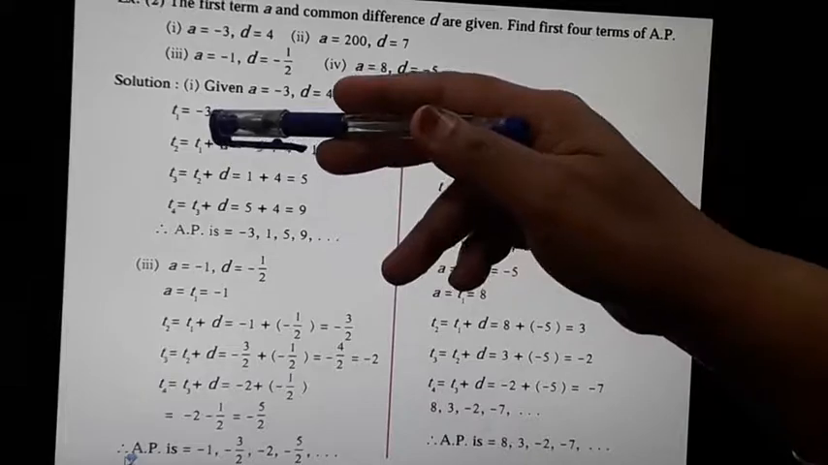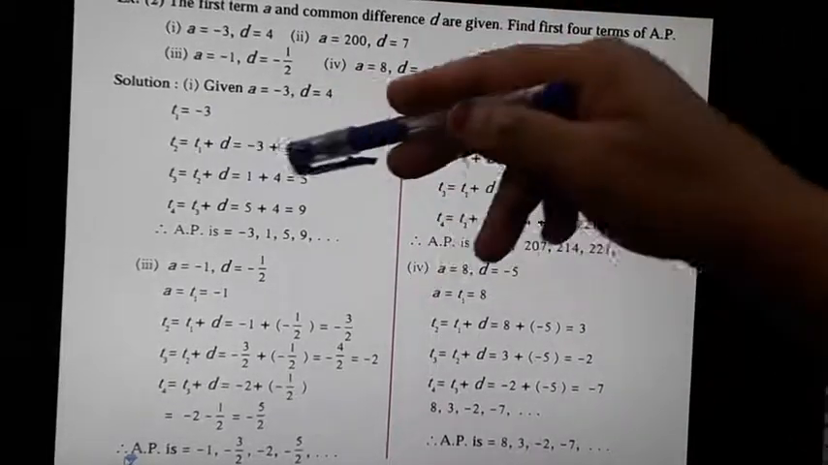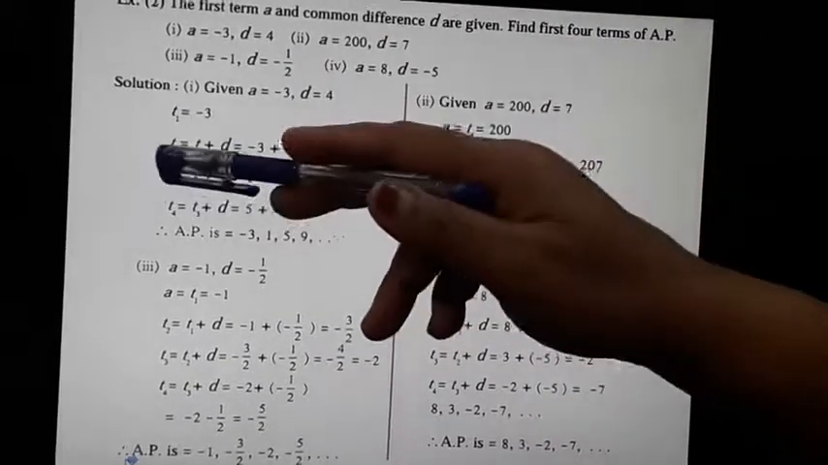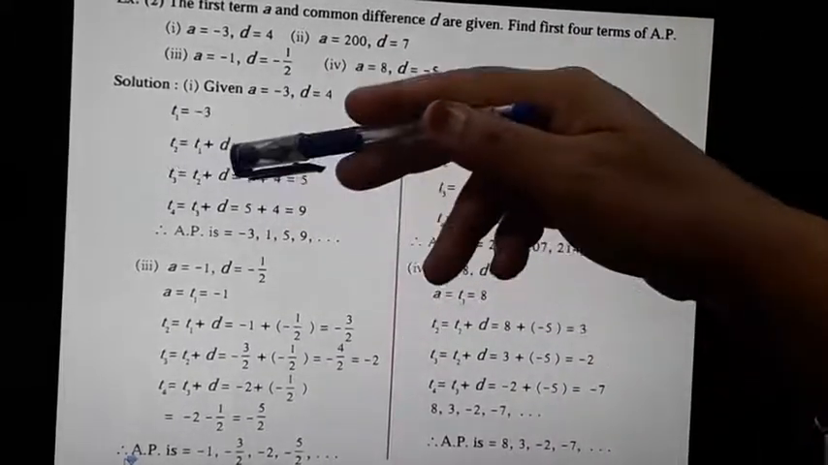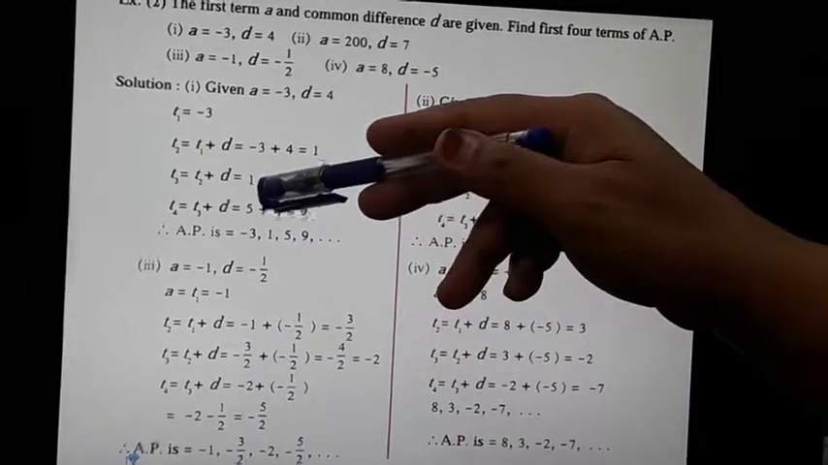T1 is minus 3 here and D is 4. Common difference is 4. So minus 3 plus 4, that is 1. So you got T2. Now to find T3, you have to add T2 plus common difference. So T3 is equal to T2 plus common difference, that is 1 plus 4, again you got 5.